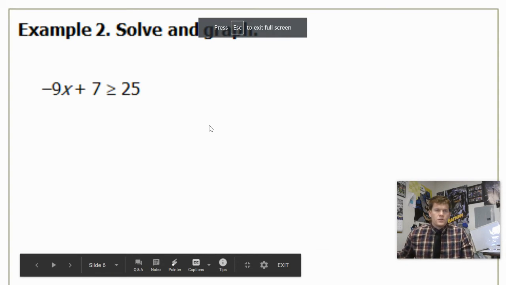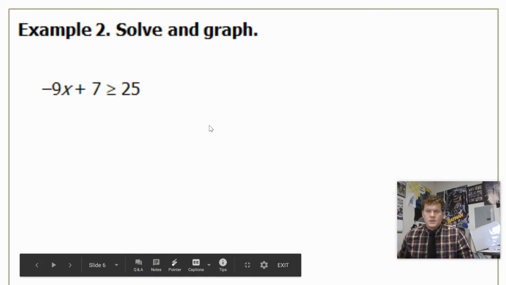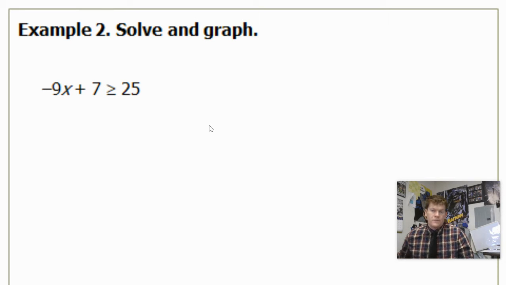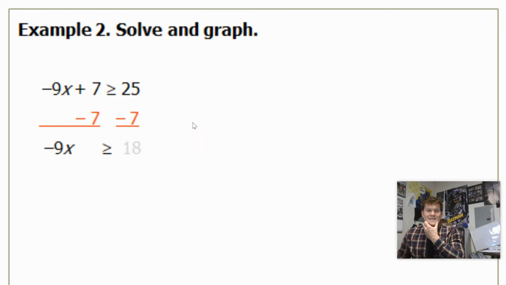Okay, so now example number 2. We have negative 9x plus 7 is greater than or equal to 25. Solving it just like a two-step equation. I see the negative 9x plus 7. I want to get rid of that plus 7 first. So I do the opposite of plus 7. I subtract it. Subtract it on both sides. 25 minus 7 gets me 18. So now I have negative 9x is greater than or equal to 18.